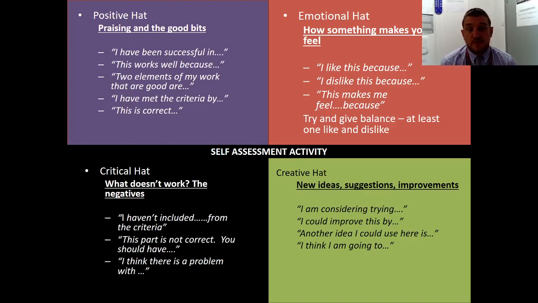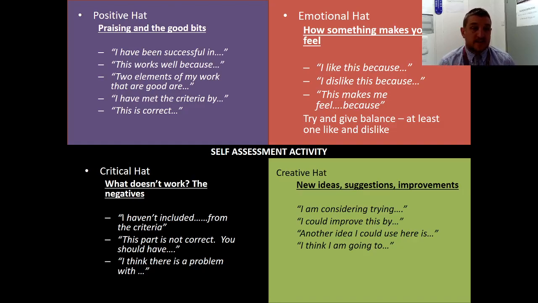You're then going to go on to your emotional statement. Your emotional statement is how something makes you feel. So this is where you're going to talk about: I like this because, I dislike this because, this makes me feel happy, sad, excited, because. And try and give balance. So try and give one like and one dislike about the product that you've created so far.